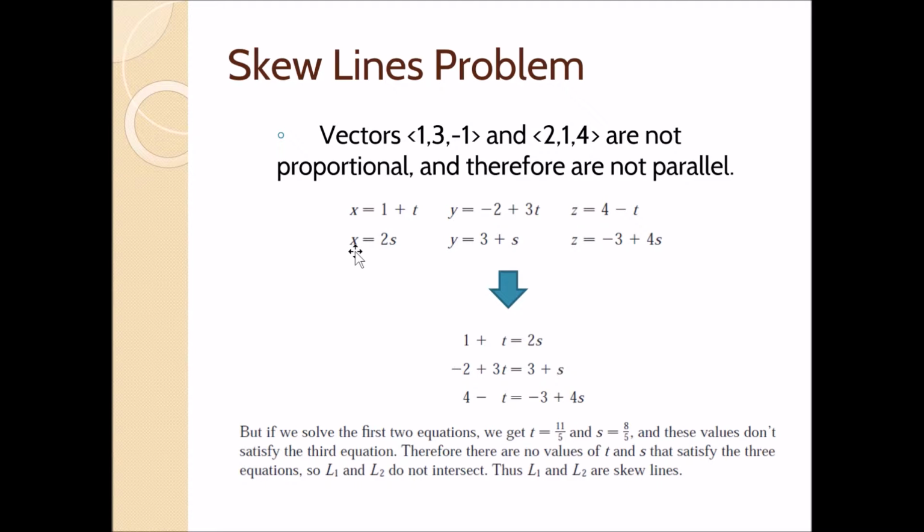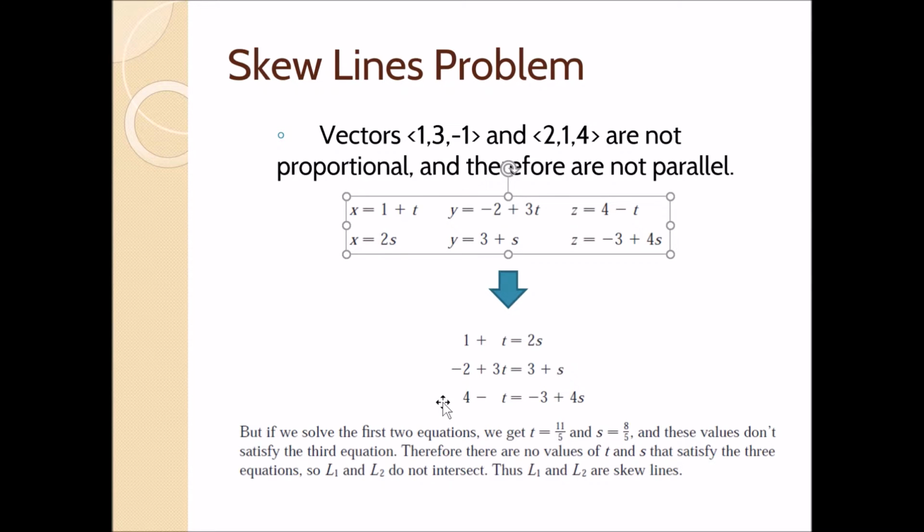You can also break up the following one and just change the s into a t, which keeps it a little bit more simple, so that you're not having two t values. It is x equals 2s, y equals 3 plus s, and z equals negative 3 plus 4s. You can then simplify this and use just your x values, so you get 1 plus t equal to 2s. You can then do the same thing with y, giving you negative 2 plus 3t equals 3 plus s. You then have the z, which is going to be 4 minus t equal to negative 3 plus 4s.